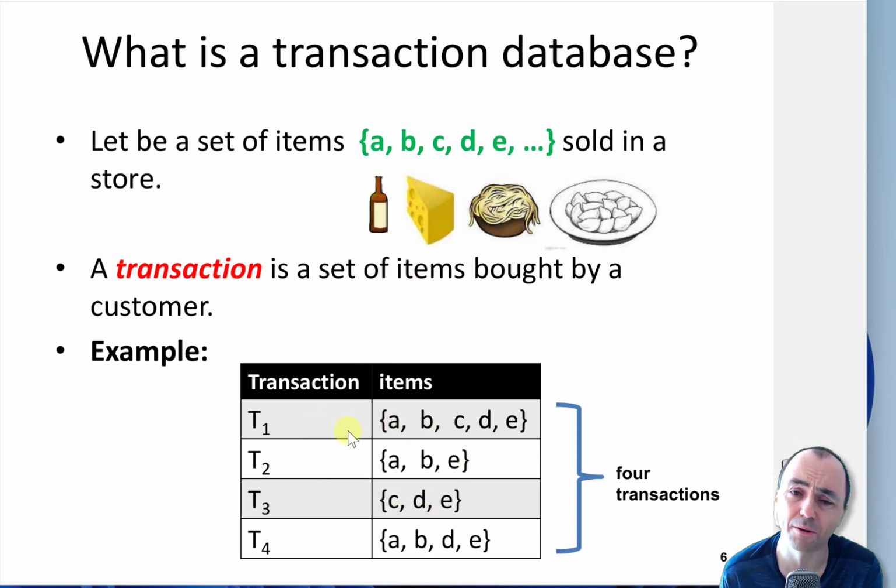So here in my example, I have a small transaction database. The first transaction is A, B, C, D, E. For example, the customer buys apple, bread, cake, dates, and eggs. The second transaction is ABE, so another customer buys apple, bread, and eggs, and so on.